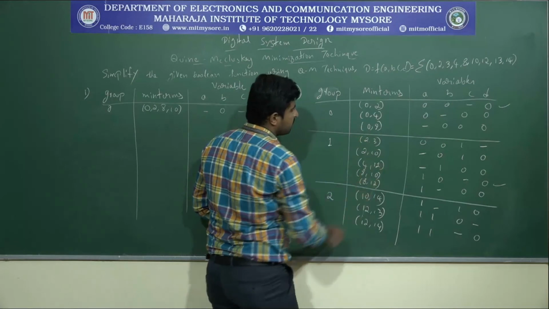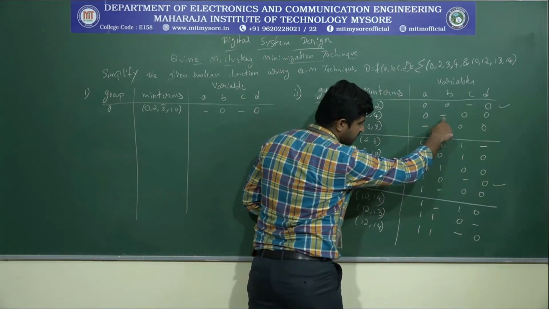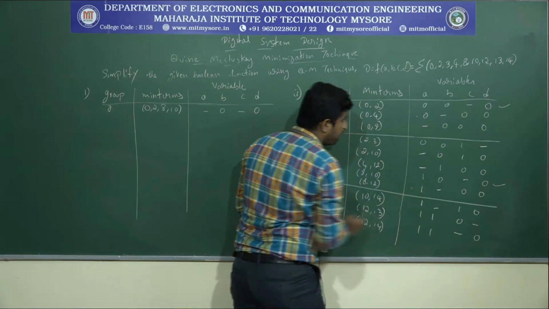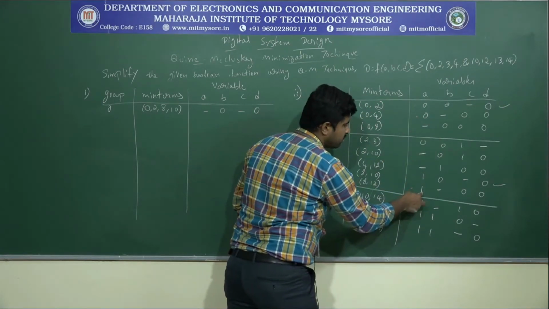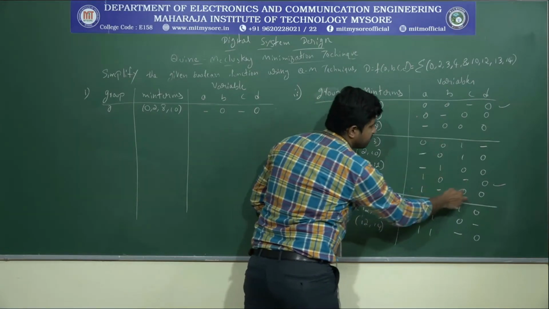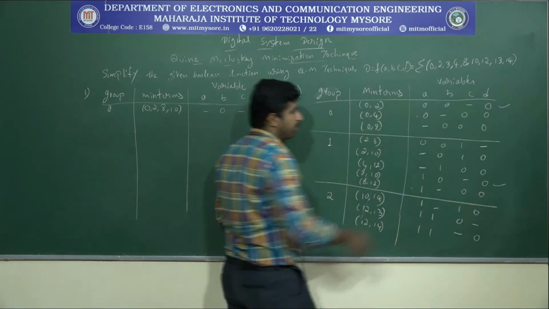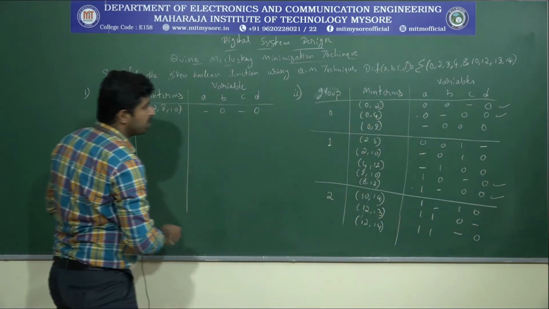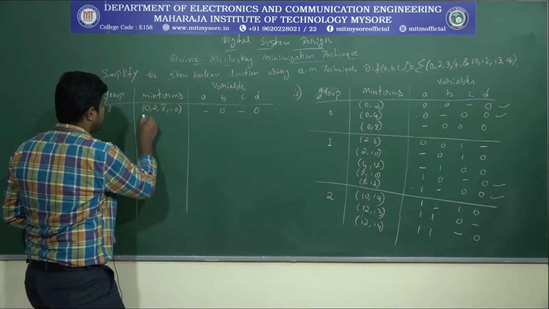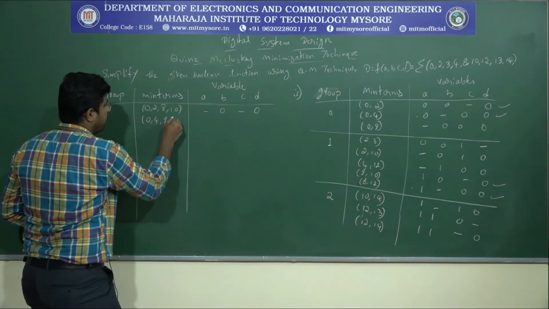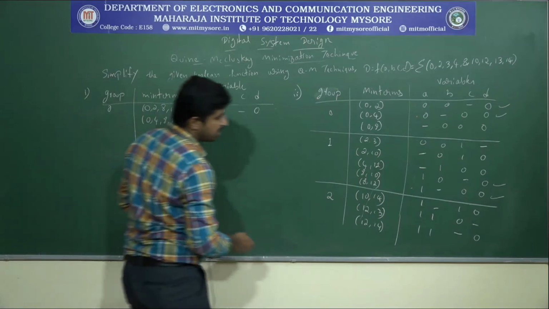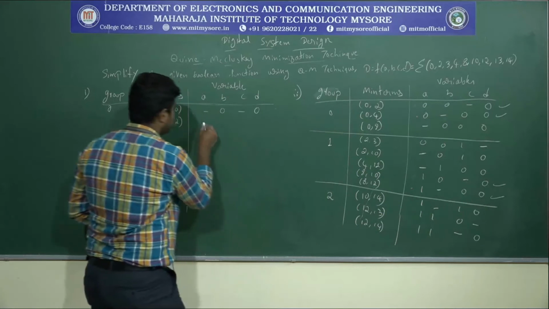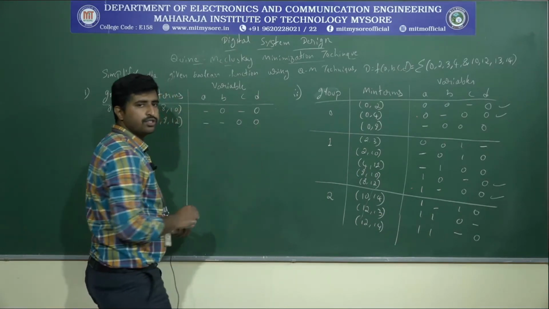Next 0, 4, here is the dash. So possibly we can compare here, one variable change, dash, dash, 0, 0. So that means we can group. So this can be grouped with this one. So that means here 0, 4, 8, 12 and the variables dash, dash, 0, 0, dash, dash, 0, 0.